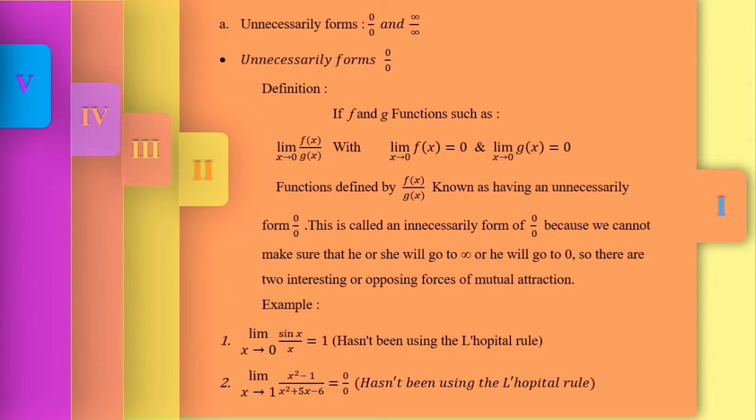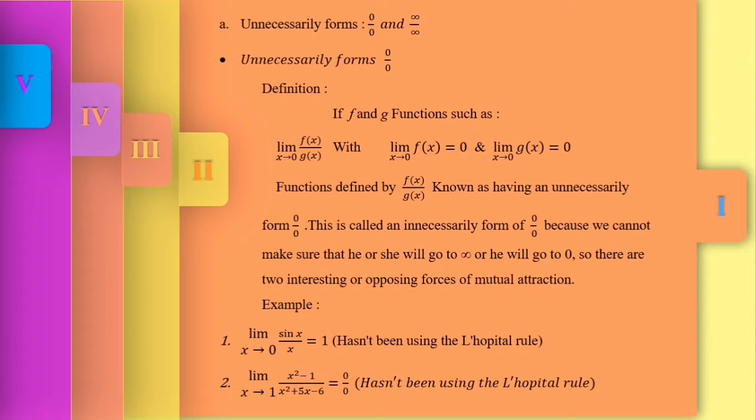A. Indeterminate forms: 0 over 0 and infinity over infinity. The first point, the indeterminate form 0 over 0. Definition: if f and g are functions such that the limit as x approaches 0 of f(x) over g(x), with the limit of f(x) equal to 0 and the limit of g(x) equal to 0, then the function f(x) over g(x) is said to have the indeterminate form 0 over 0. It is called indeterminate because we cannot be sure whether it will go to infinity or to 0.